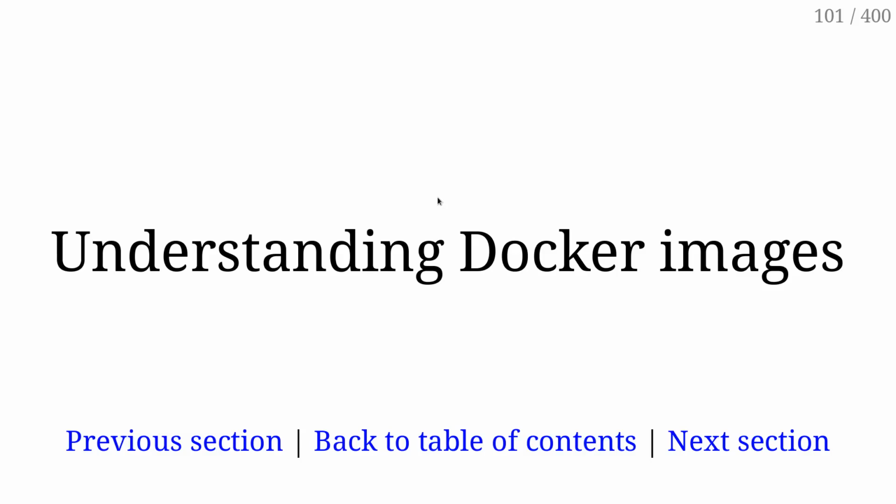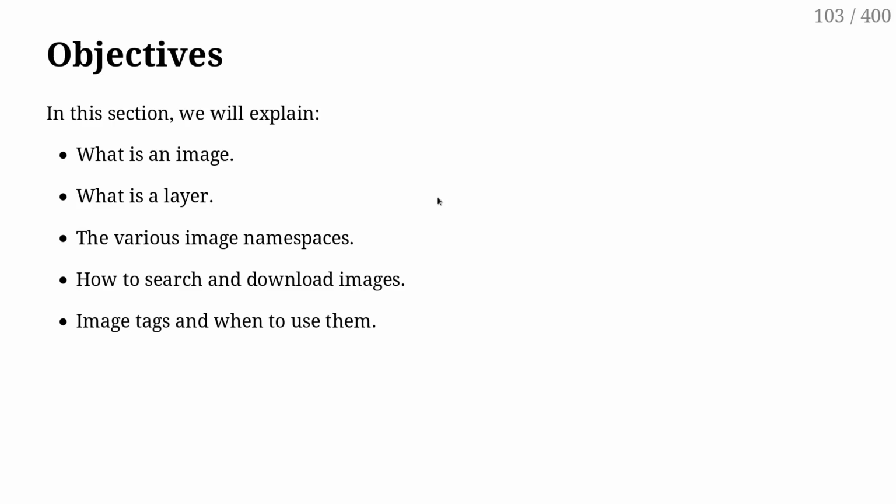Now let's talk about Docker images. I'm going to explain the difference between a container and an image. I'm going to explain what is a layer, and what are the different namespaces for images. And this is not about the kernel namespaces, which are one of the low-level components of containers. This is about Ubuntu versus jpetazzo/clock versus myregistry.com/ etc. I will also talk about image tags.